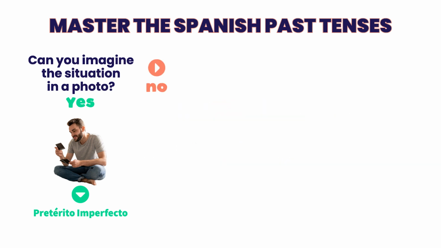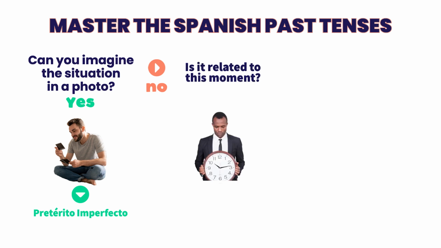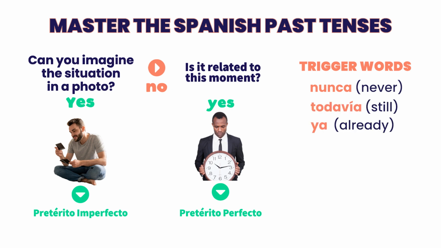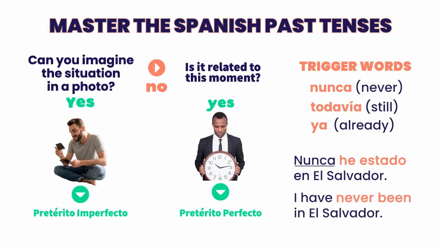If the answer is no, you need to use a different past tense in Spanish. Ask yourself, is the situation I am talking about related to the moment I am talking? Then you often use the Spanish present perfect. Typical words that indicate the use of the present perfect in Spanish are Nunca, Todavía, Ya. For example, Nunca he estado en El Salvador. I have never been in El Salvador. As you can see, the present perfect in English is similar to that in Spanish. In this case, the speaker has never been to El Salvador until this moment.